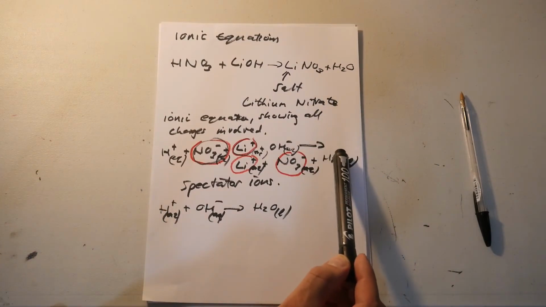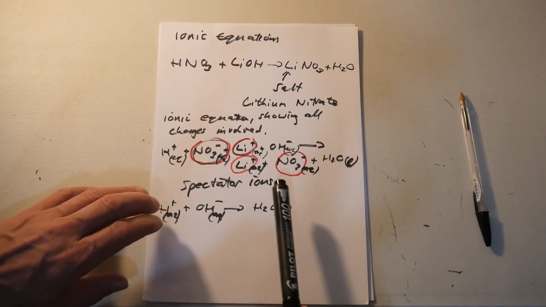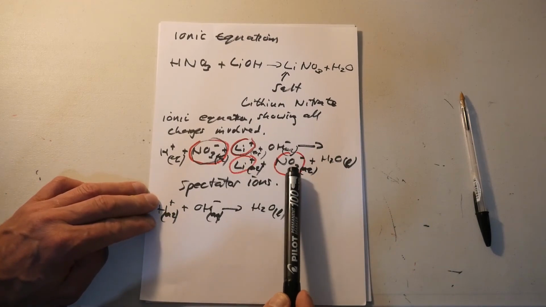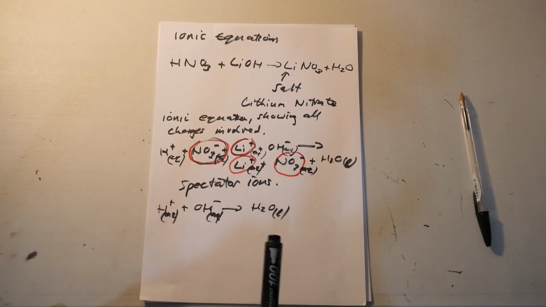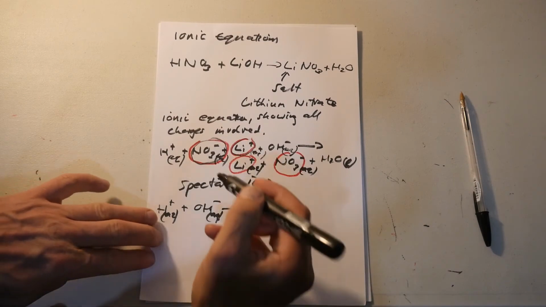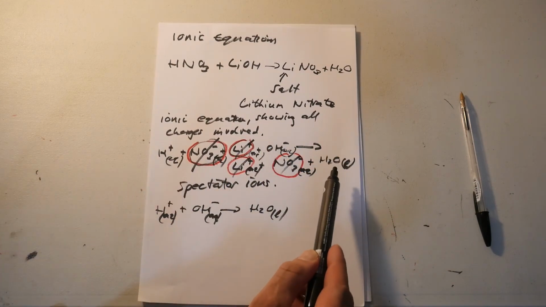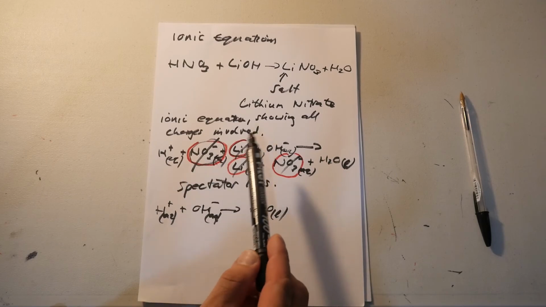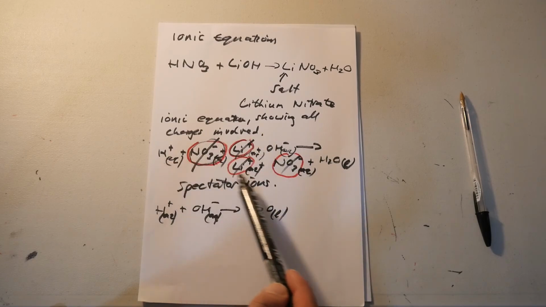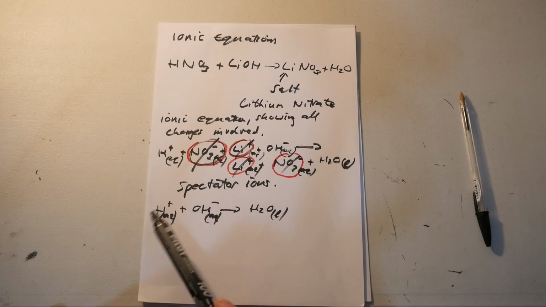Water is the molecule that's present as a liquid, okay, and the lithium and nitrate are dissolved in the water, okay. So that's what the spectator ions are, and when you cancel them out, which I didn't actually do when I was doing that, you end up with hydrogen plus hydroxide becomes water. This is the ionic equation showing all charges involved, and this is the overall reaction of hydrogen ion plus hydroxide forming water. Okay, so that's ionic equations.